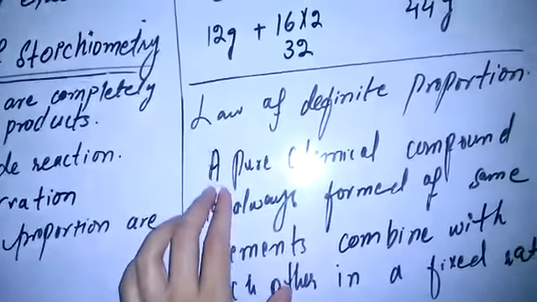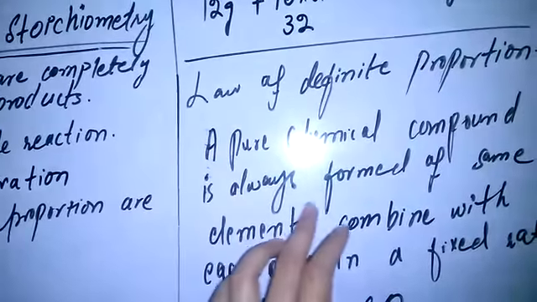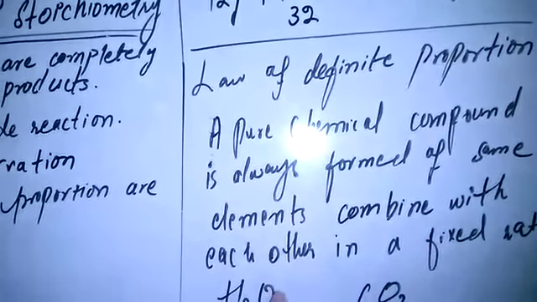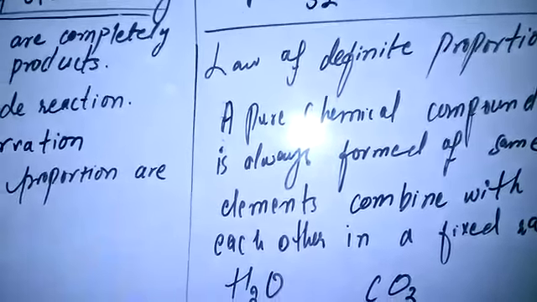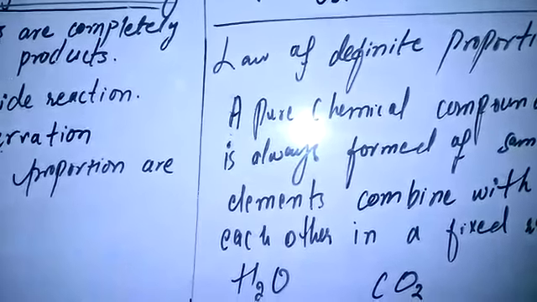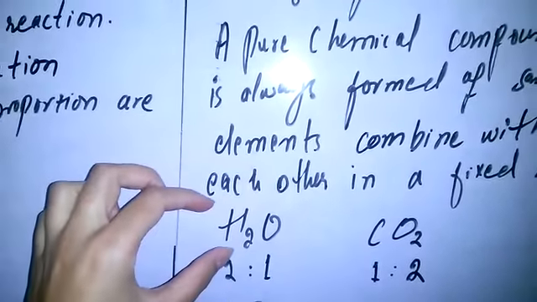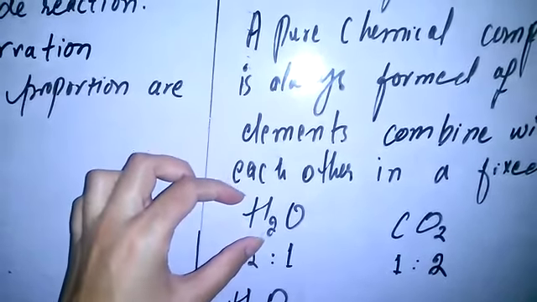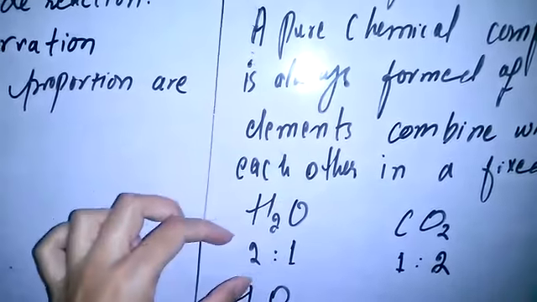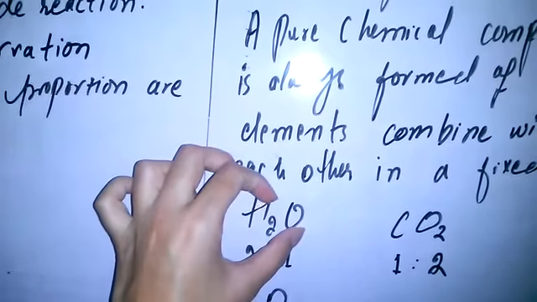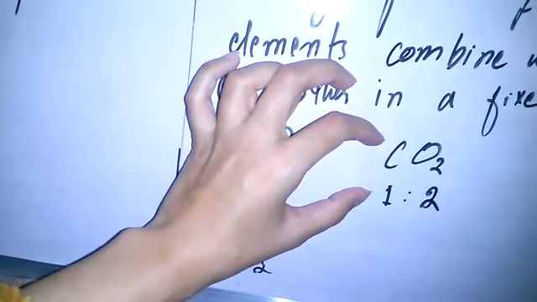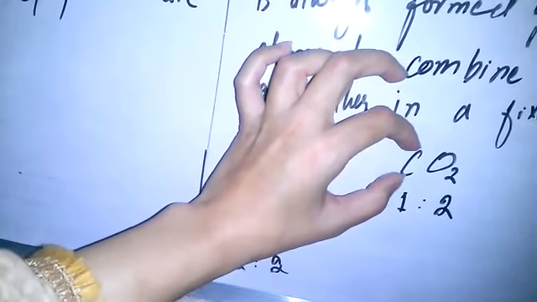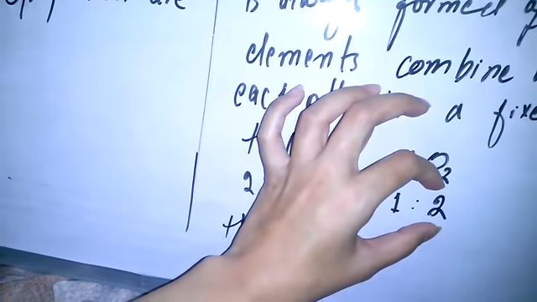Now, the second law is the law of definite proportion. This law states that a pure chemical compound is always formed of the same elements combining with each other in a fixed ratio. Whenever we talk about a pure chemical compound like water or carbon dioxide, whenever water is formed, it is formed by 2 hydrogen and 1 oxygen. And whenever carbon dioxide is formed, it is formed by the reaction of 1 carbon and 2 oxygen. The ratio is always 1:2.